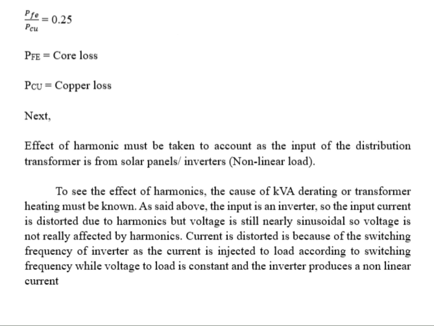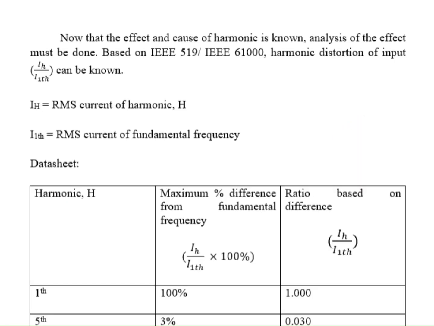As explained previously, the solar panels are connected through inverters, and it is a non-linear load. This means that the output of the inverters will be affected by harmonics. The harmonics will cause kVA to derate and transformer to heat up. And based on IEEE 519 and IEEE 61000, the harmonic distortion of input can be discovered.